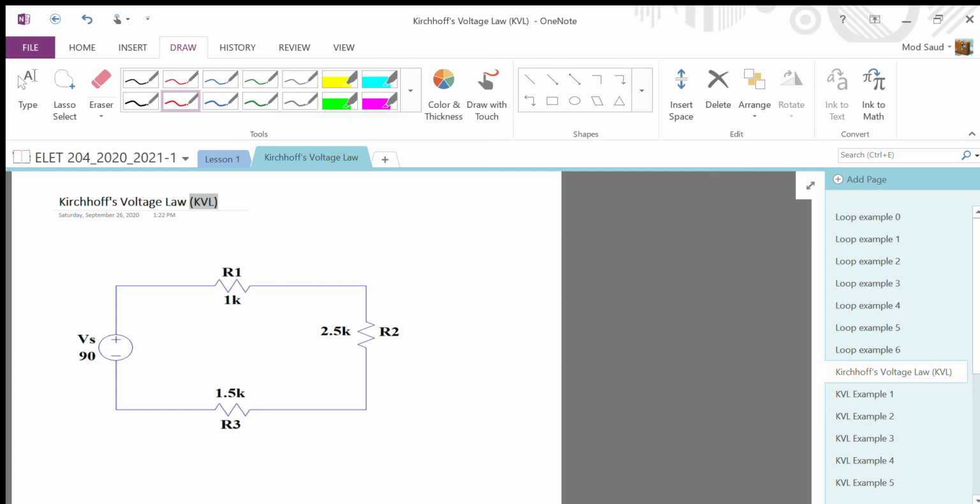Kirchhoff is saying that the algebraic sum of all voltage around any closed loop equals 0. We explained in a previous video what an electrical loop is, a closed loop or just a loop. So this is a loop starting from the supply. Since it is a series circuit, it has only one loop, one path for the current to flow. So it is one loop.